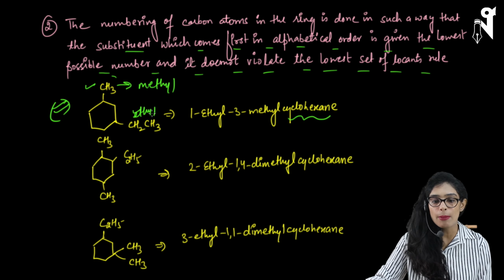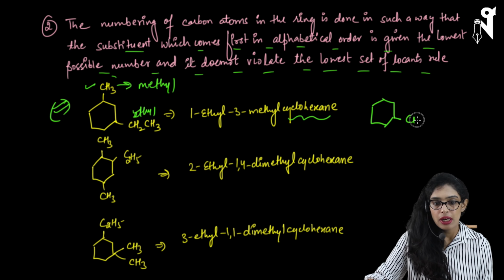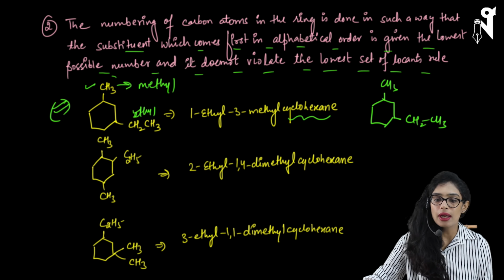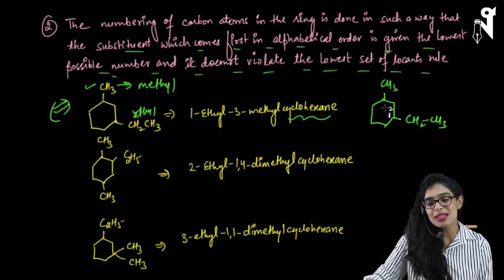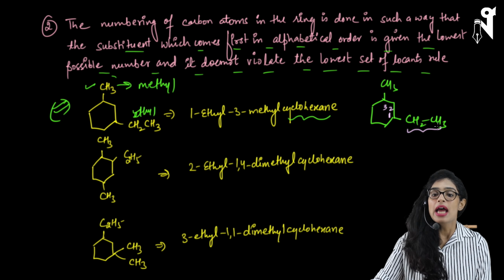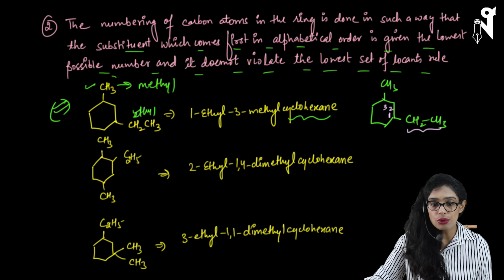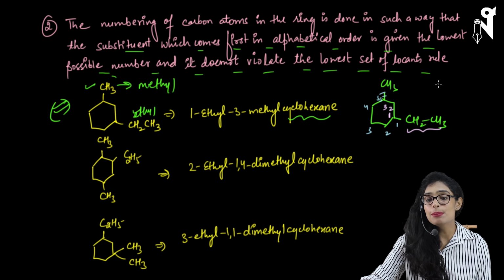There are two ways of numbering this chain. CH2, CH3, and this is CH3. Now I can number it in such a way that I start numbering from here 1, 2, and 3. In this way, this ethyl should get the lowest position, by the way. Why? Because it is alphabetically first. And the other way is I could also number it 1, 2, 3, 4 and 5. So in the first case, my branches are getting position 1 and position 3. So the total sum is coming out as 4.